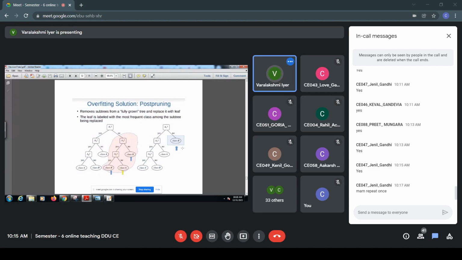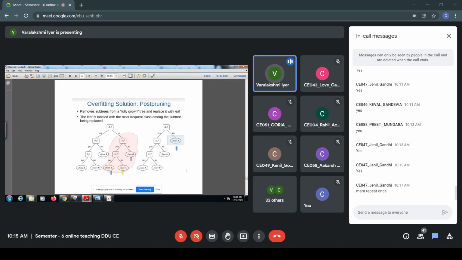Now you will check on the validation data. You will divide the data set into a training set and a validation set. Now we'll check the accuracy of this model on the validation set. If the accuracy on the validation set improves after pruning that subtree, then you will continue with the pruning you have done. Otherwise, you will not continue with the pruning; you will keep the subtree as it is.